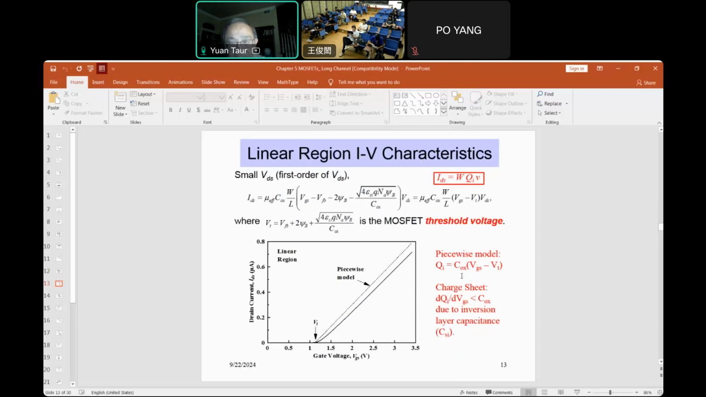Cox means that the silicon capacitance is infinite. That's why the Cox and the C silicon in series is given by Cox. But in practice, C silicon is large, but not infinite. So it's due to inversion layer capacitance and the solid curve. And eventually they will approach Cox, okay? Because C silicon goes up with VGS. So that's the linear region.